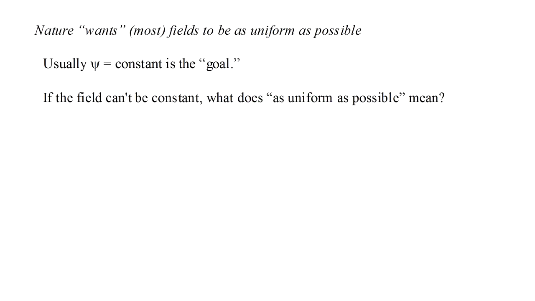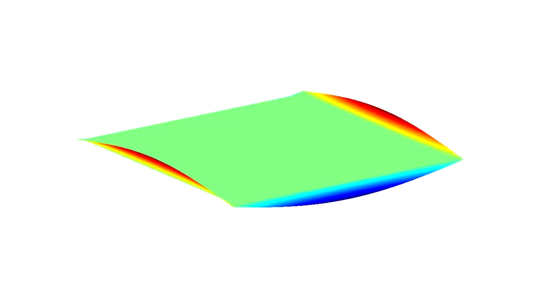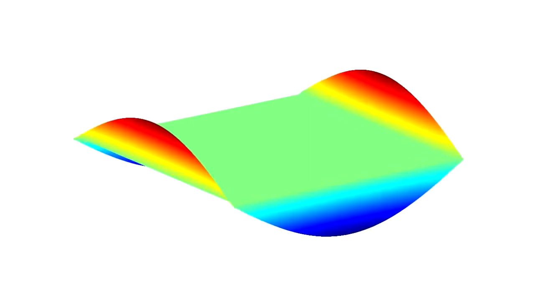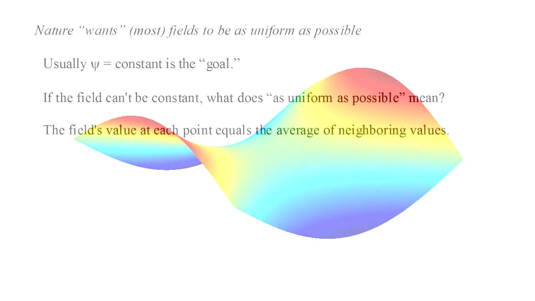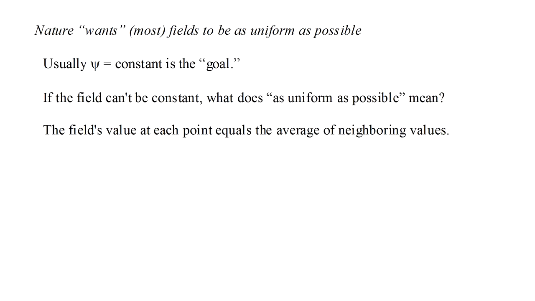But what if the field can't be constant? What then would as uniform as possible mean? Suppose we bend our wire rectangle into a curve. Rather than trying to stay flat, the soap film will relax into some smoothly curved shape. What determines this equilibrium shape? The answer is that the field value at each point equals the average of the neighboring values. This is what as uniform as possible means in general.